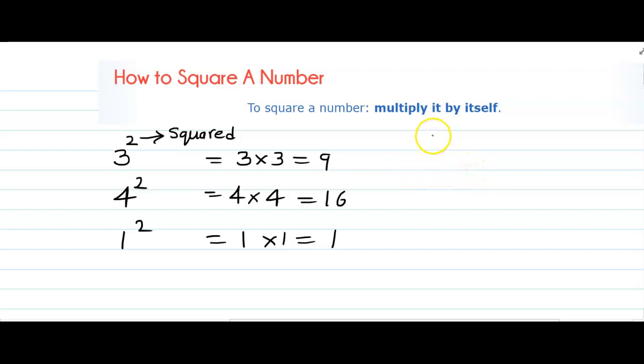So could you please find out what will be the square of 0? What will be the square of 1? What will be the square of 2? What will be the square of 3? And what will be the square of 4?